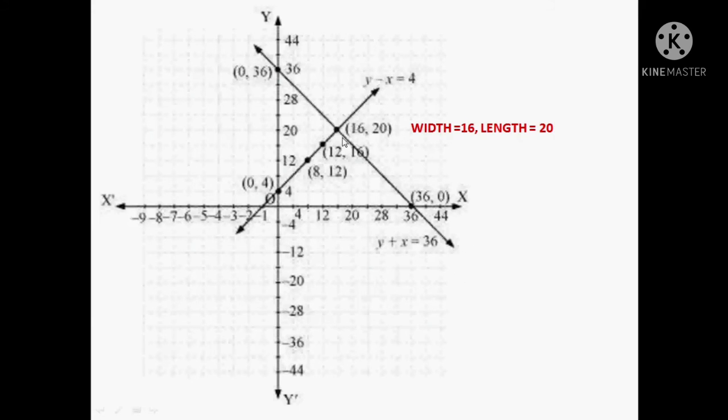Where are they meeting? They are meeting at 16 and 20. That means x is 16 and y is 20. What is x? Width. Therefore the width of the garden is 16 and the length of the garden is 20.